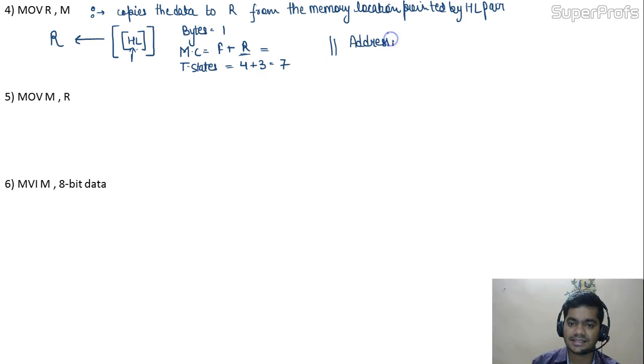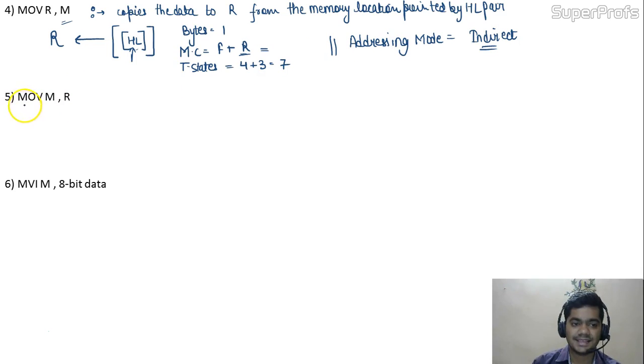One more point: which addressing mode is it working as? It is working as an indirect addressing mode, because we can see that there is no direct address present in the instruction, as well as there is no data present. We have indirectly given the address of the data which is going to be transferred to the register. That's why it is known as indirect addressing mode.